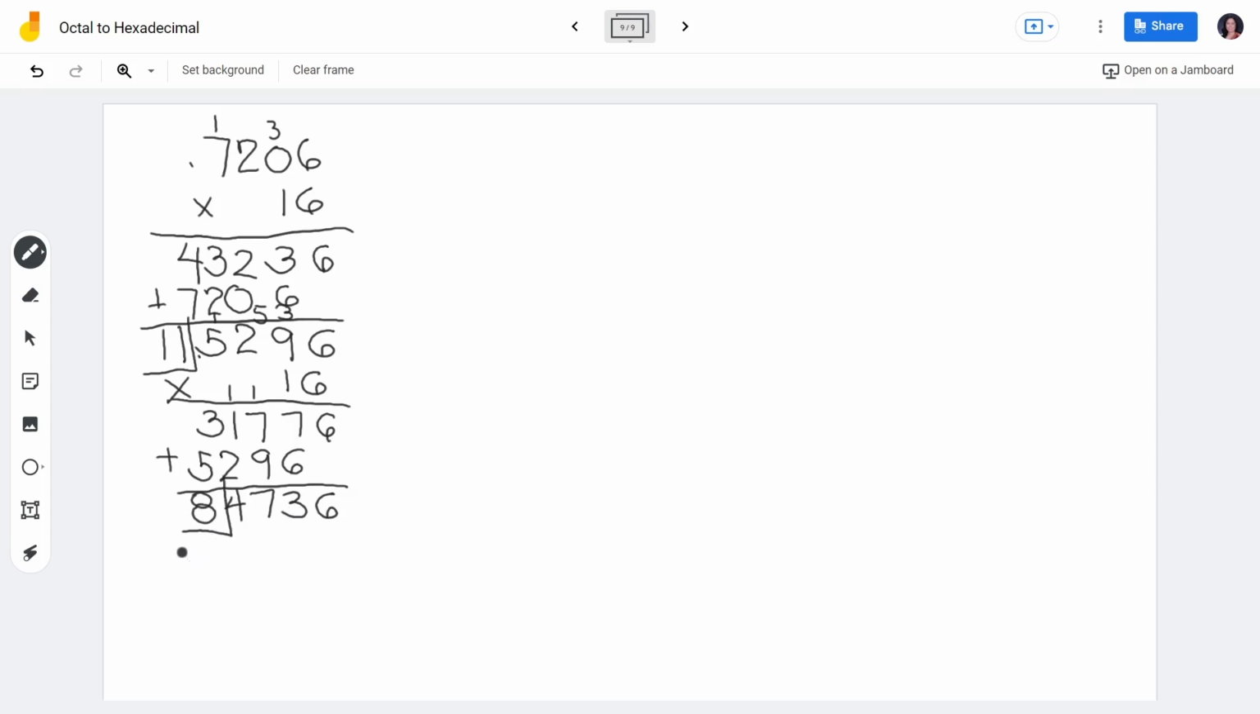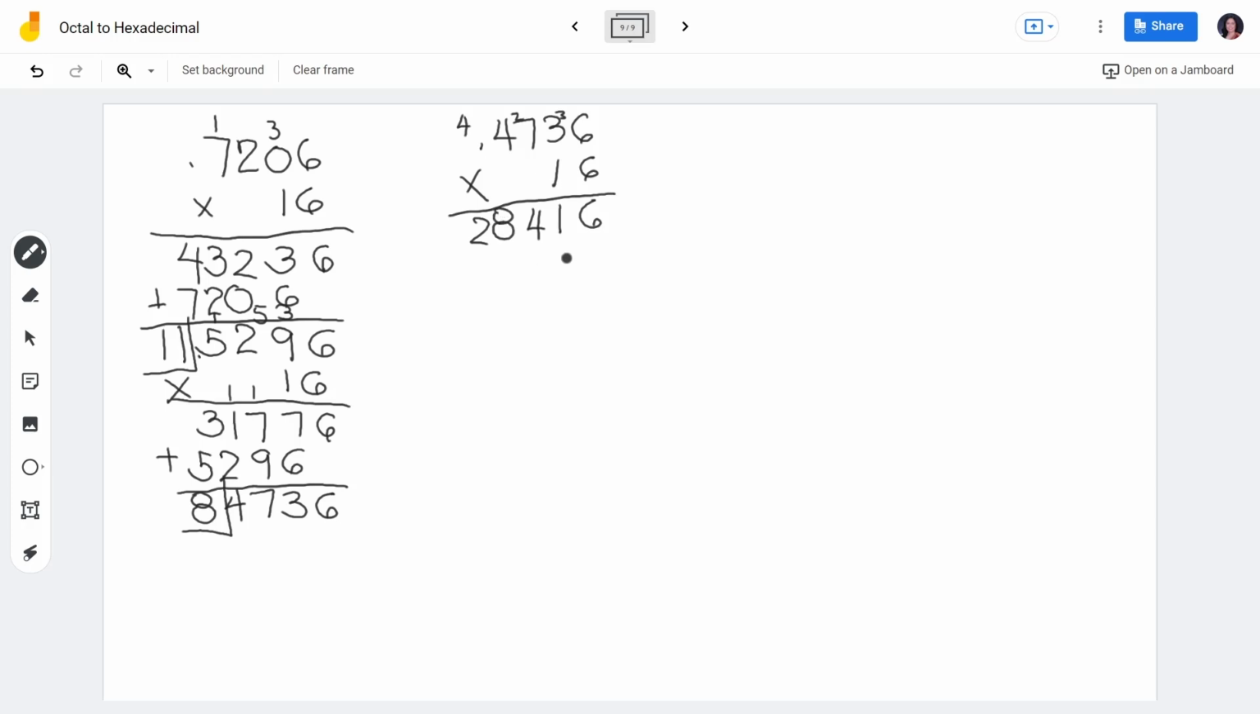Okay, next we have times 16. So let's just put it in here for more space. 4736 times 16. 6 times 6 is 36. 6 times 3 is 18 plus 3, we have 21. And then 6 times 7 is 42 plus 2 is 44. 6 times 4 is 24 plus 4, 28.